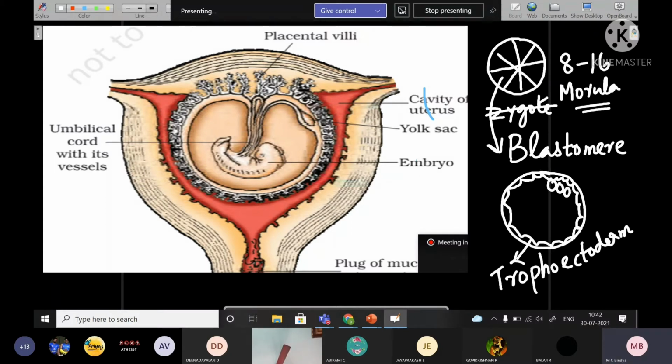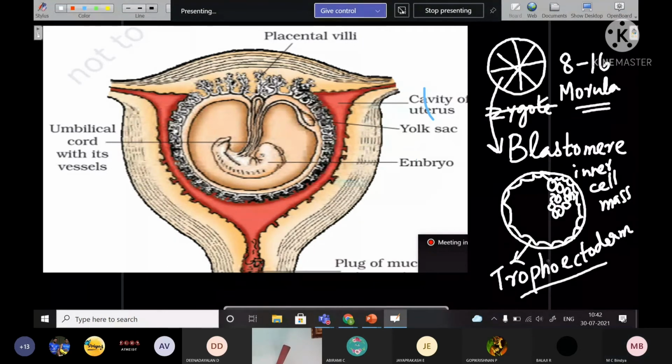And then there is a group of cells called the inner cell mass. This is the inner cell mass. And then the function: trophoblast or trophoectoderm will later produce what? And what will the inner cell mass become? Embryo. Yes, the inner cell mass will become the embryo. That we can see over here in the picture. This is the inner cell mass.